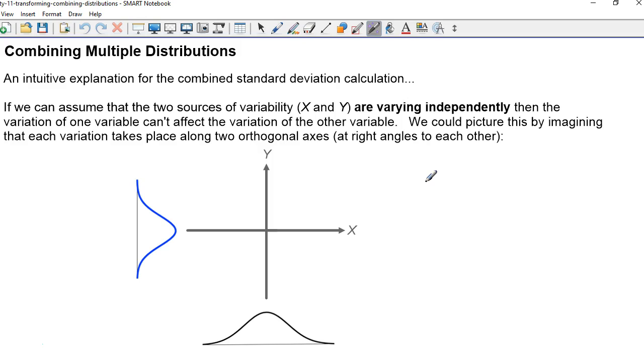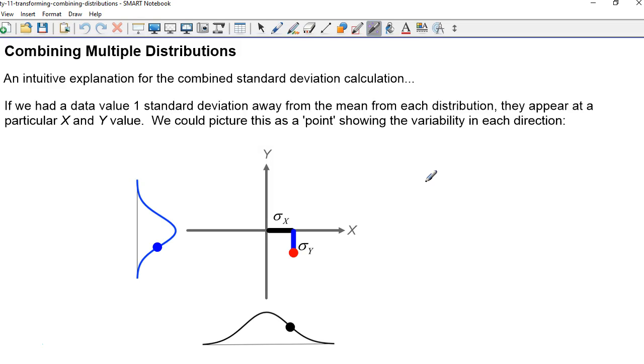We could picture this by imagining that each variation takes place along two orthogonal axes that are at right angles to each other like this. So x in one direction, y in the other. Okay. If we had a data value that's one standard deviation away from the mean of each distribution, then they're going to appear at a particular x and y value. So if we have this point here, which is a certain distance, say above the mean in the x direction, then that would be one standard deviation in this direction, and also one standard deviation for the y that's also away from its mean, and that would be at an orthogonal direction like this. Then you could kind of picture that as a point in this two-dimensional space.